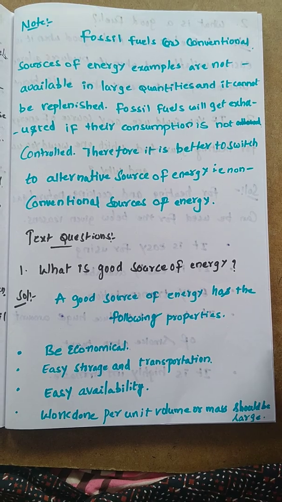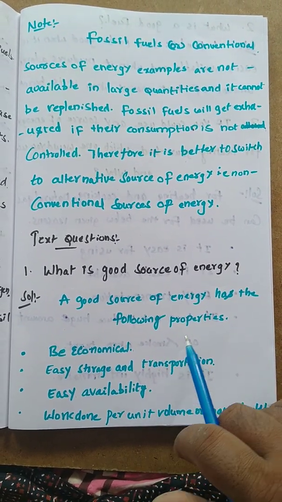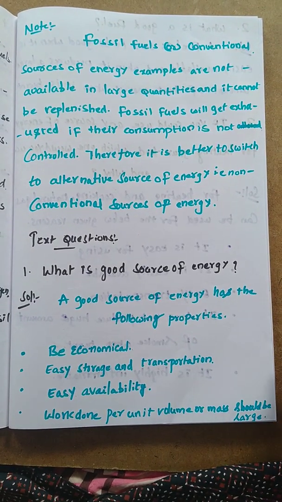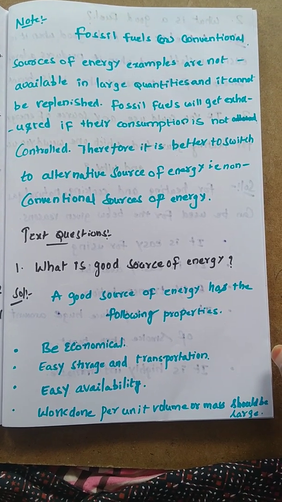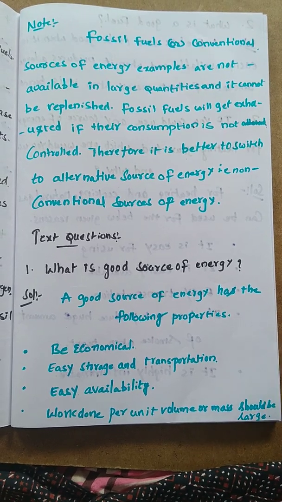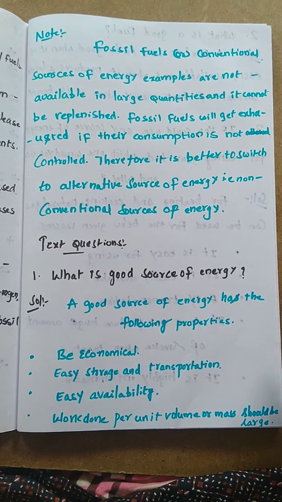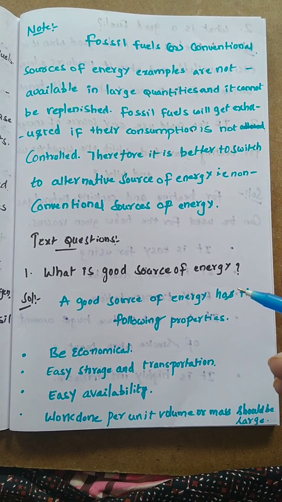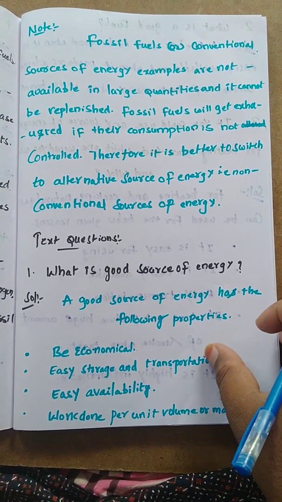A good source of energy has the following properties. One is to be economical, second is easy storage and transportation, third is easy availability, and fourth is that work done per unit volume or mass should be large. So these are the characteristics of sources of energy: be economical, easy storage and transportation, easy availability, work done per unit volume or mass should be large.